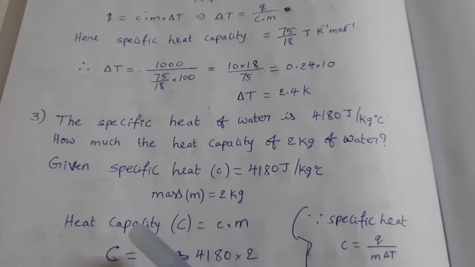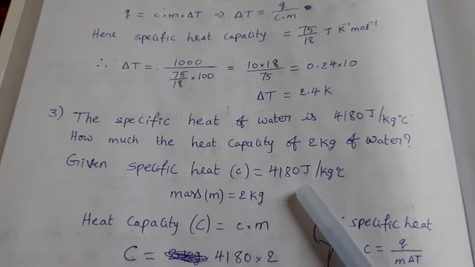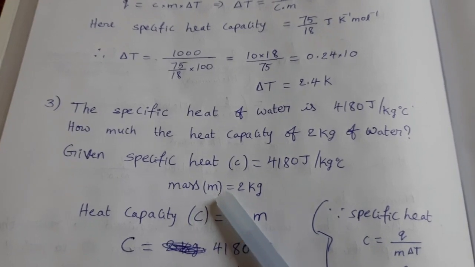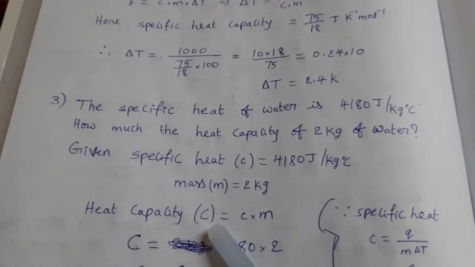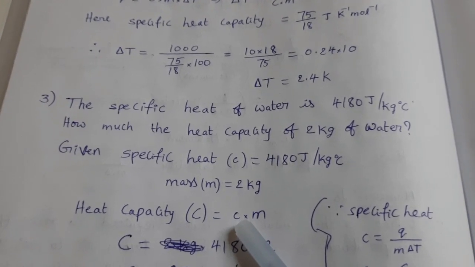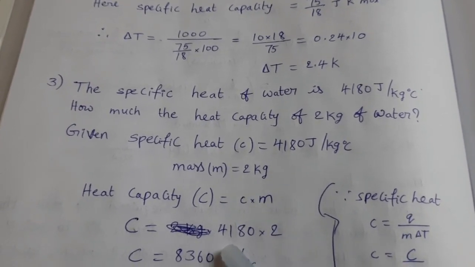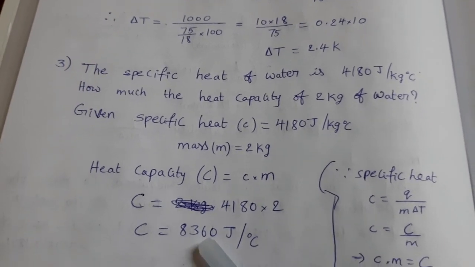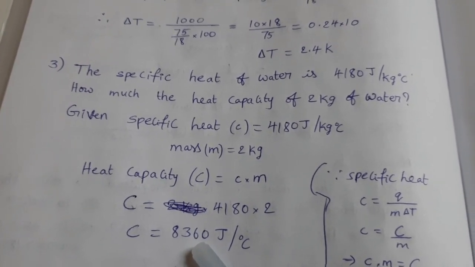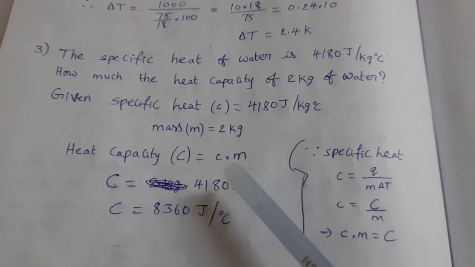Given specific heat c equal to 4180 joule per kilogram degree Celsius, mass is 2 kg. Heat capacity capital C equal to specific heat small c into mass of the substance. Here, specific heat 4180 into 2, that equals 8360 joule per degree Celsius. You may get it out.